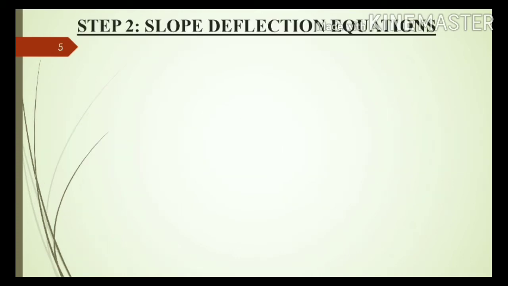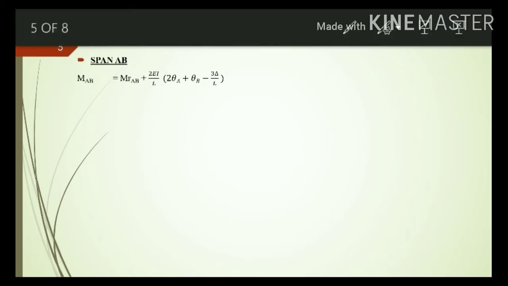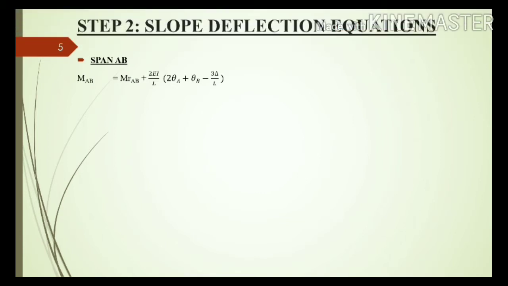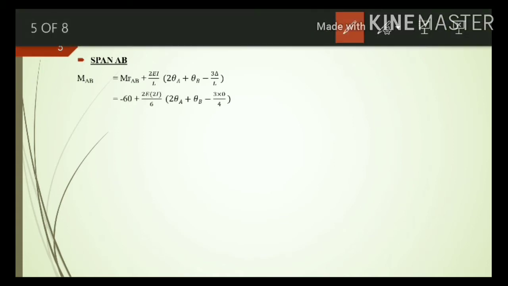Next we move to step 2. Step 2 is slope deflection equations. So write down the slope deflection equation of all the members. So first span AB. In span AB, first one is MAB. MAB is equal to M of AB plus 2EI by L into 2 theta A plus theta B minus 3 delta by L. So substitute the value of M of AB. M of AB we got from the previous step: M of AB equal to minus 60 kilonewton meter.